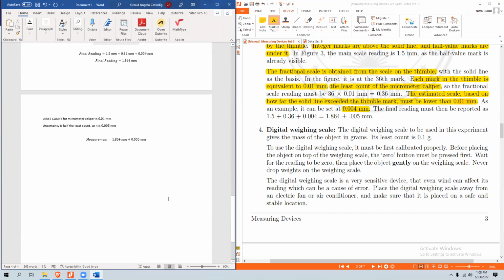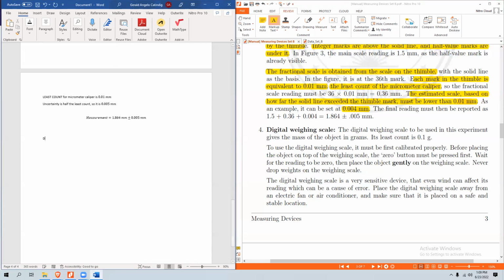Okay. So lastly, we now discuss our weighing scale. Digital na ang device na ito. So it's not like the previous 3 devices that we have discussed so far. So now let's discuss the digital weighing scale. So the digital weighing scale used in this experiment gives the mass of the object in grams. So to use the digital weighing scale, it must be first calibrated properly. Oh, by the way, the least count is already given here. So ang least count, binibigay na ng measuring device manual agad kapag digital.